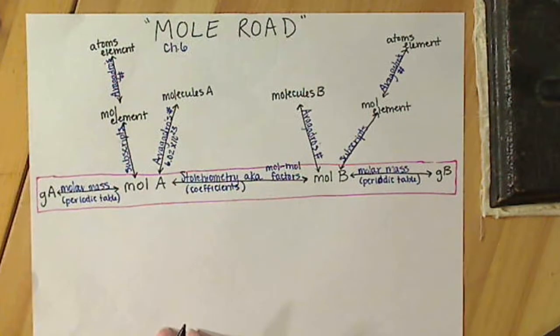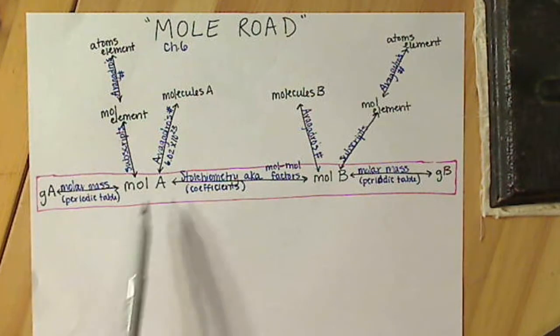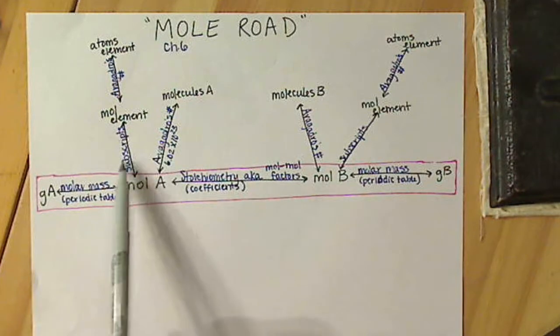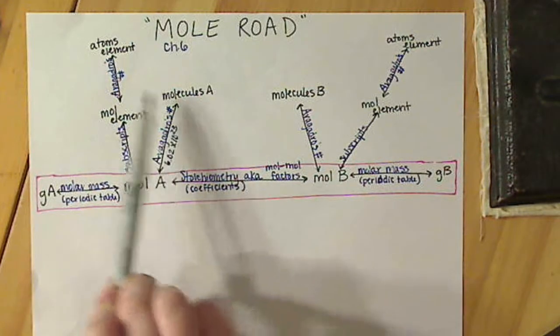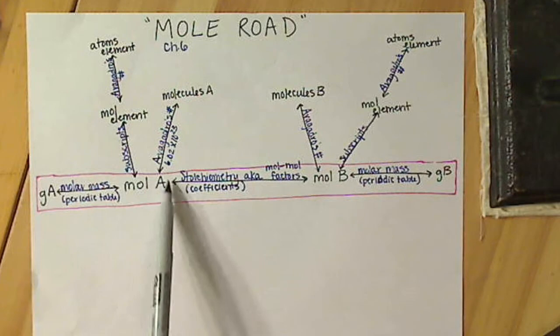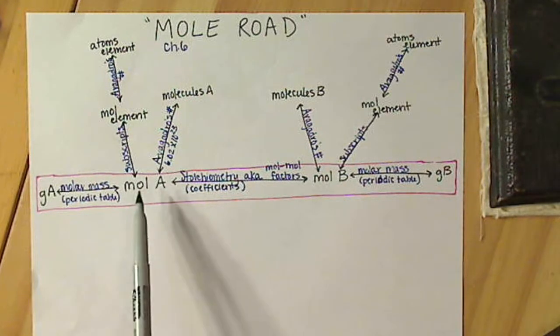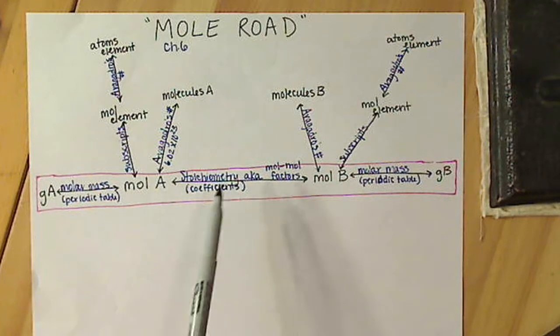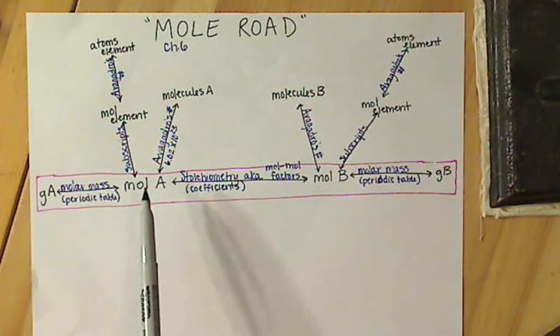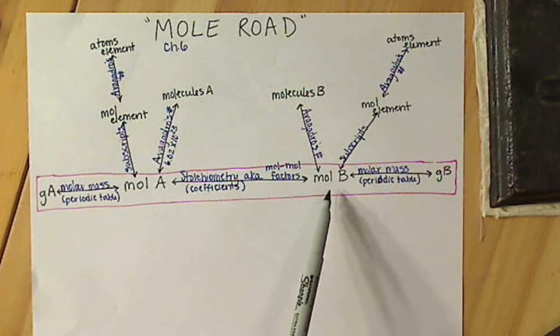So here's our mole road that we started in chapter 6. Remember, we started with Avogadro's number, talking about molecules and atoms, and we introduced our concept of the mole. And then the most critical part of this mole road, what makes it all possible, is being able to convert from moles of A to moles of B.